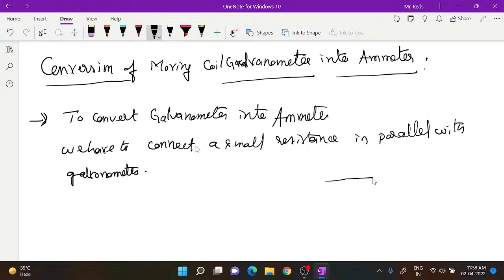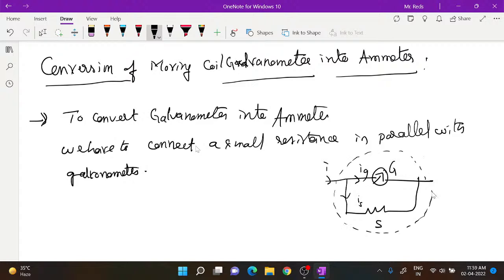So if you have a galvanometer with galvanometer resistance G, you should connect a small resistance, or shunt resistance, in parallel to this. This is called a shunt resistance. If a current I passes here, it will divide into Ig and Is, or I minus Ig, which you can call Is. The galvanometer together with a small resistance in parallel will be termed as an ammeter.